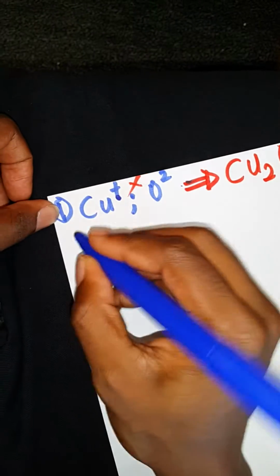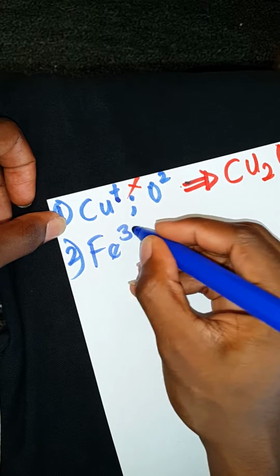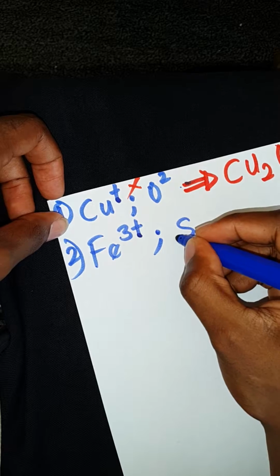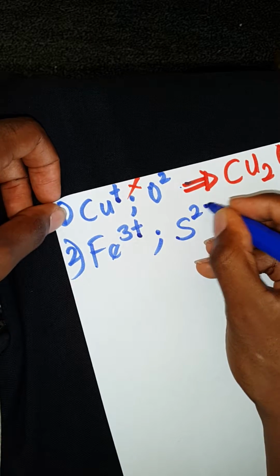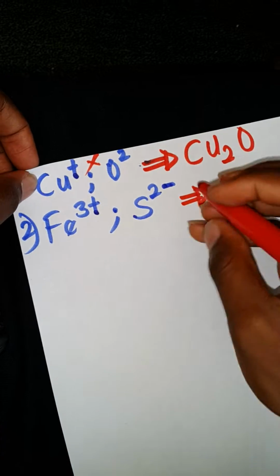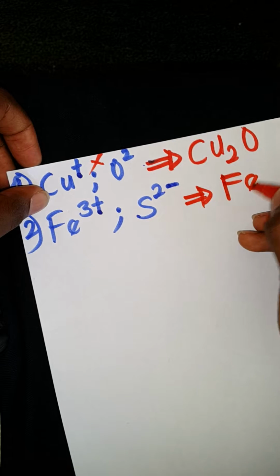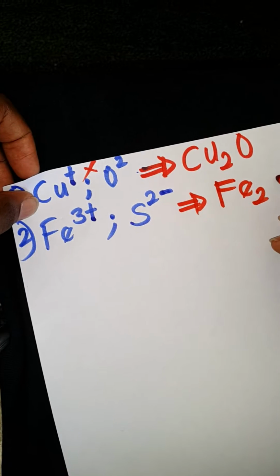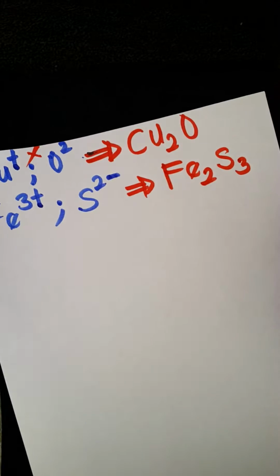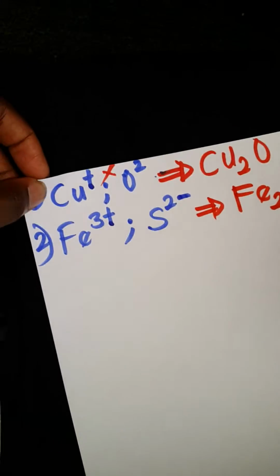And the second one I have here with me is iron, then sulfur. You have to do the same thing here, just cross multiply it. We have Fe2, then sulfur. This will be our answer. It's as simple as that.